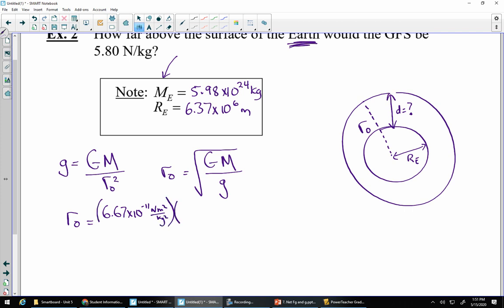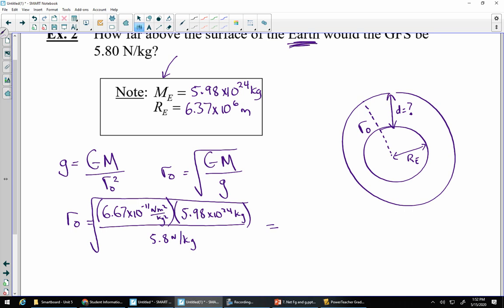Okay, now that I've got that right, the mass of the Earth, 5.98 times 10 to the power of 24 kilograms. And then we're going to divide that by g, that told us in the question, 5.8 newtons per kilogram. And then don't forget, we need to take the square root of the whole entire thing. And again, take a moment to plug some numbers in. We end up with 8.293 times 10 to the power of 6 meters.